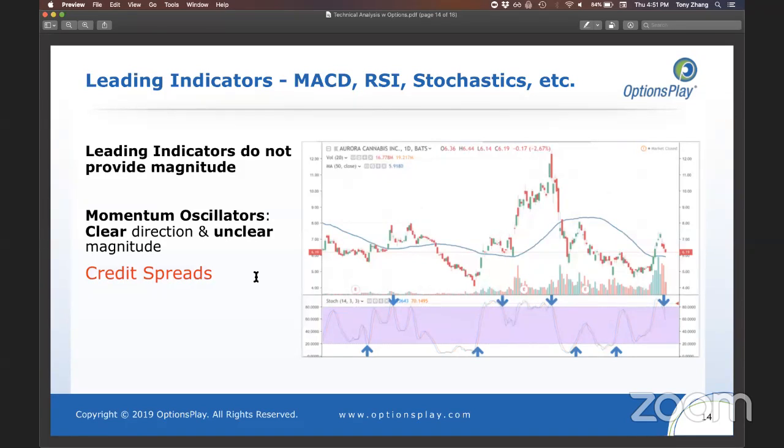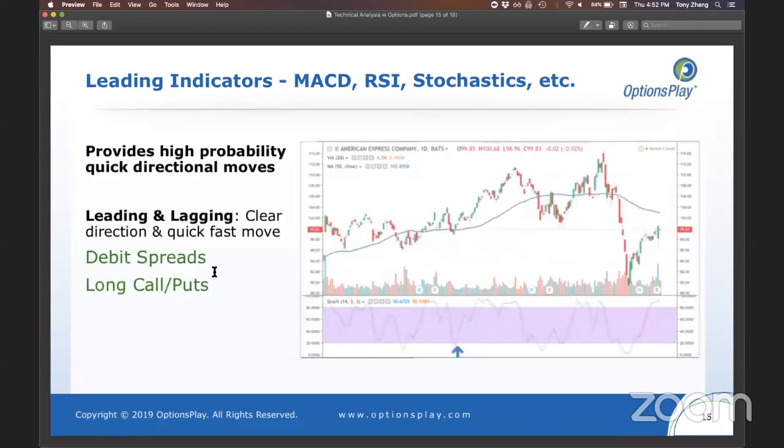If you use these leading indicators like these momentum indicators, please, when you get that buy or sell signal, don't go buying that stock, don't go buying that call or put, sell a credit spread, because that is the only strategy that allows you to profit when you have a clear sense for direction, but you don't have a clear sense for magnitude.